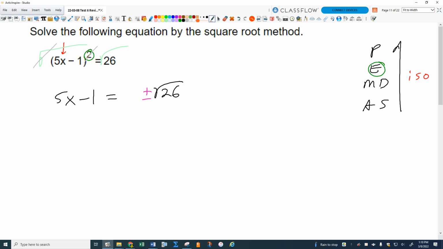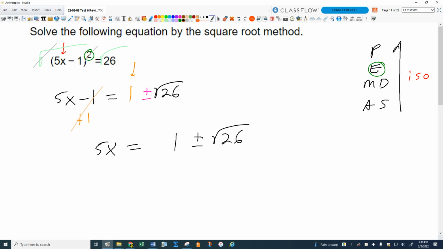Now what? From here on out, it looks pretty simple. What's my next step to isolate the x? Okay, where do I put the 1? In front of the plus or minus. Good. So I'm going to add 1 to both sides, and the 1 goes in front, and that's good because, again, I get to cancel something. So now I've got my 5x equals 1 plus or minus the square root of 26.